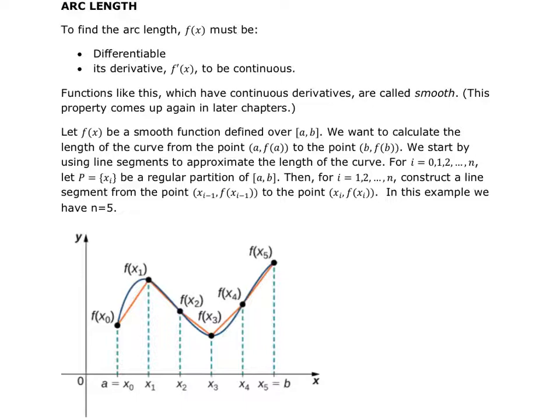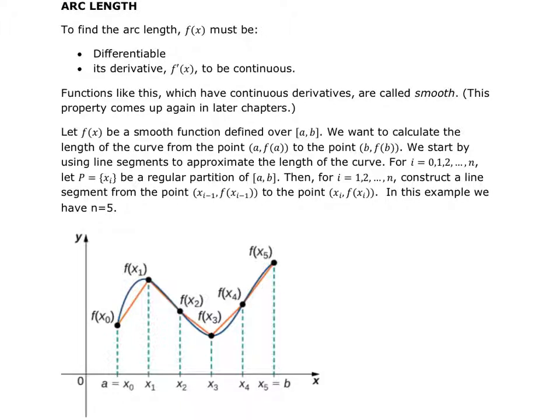So our curve has to be differentiable. f of x must be differentiable in the first place, which means it has to be smooth and continuous. And then the derivative of the function has to be continuous. So then we take our curve and we cut it up into however many partitions that we need.